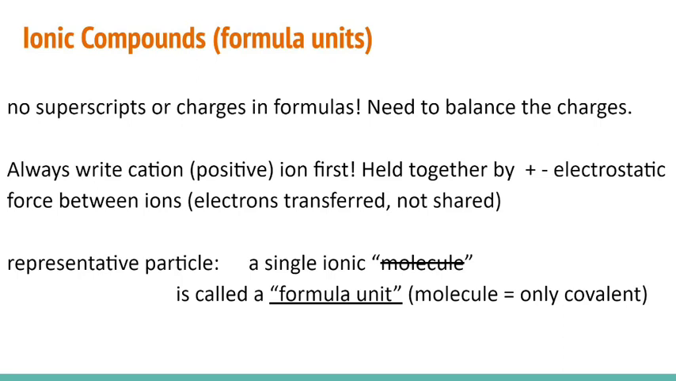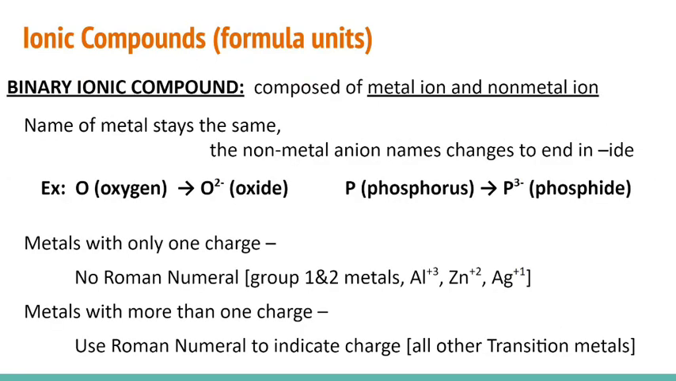Like we already talked about, transferred electrons, and this is where I wanted to make sure to emphasize. I think I've said this word already once, but a representative particle of an ionic compound is not technically called a molecule. It's called a formula unit. Molecule is only used for covalent compounds. So we're going to start. There's a couple different general types of ionic compounds.